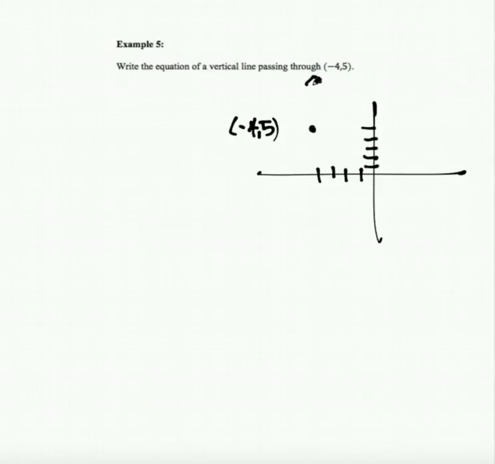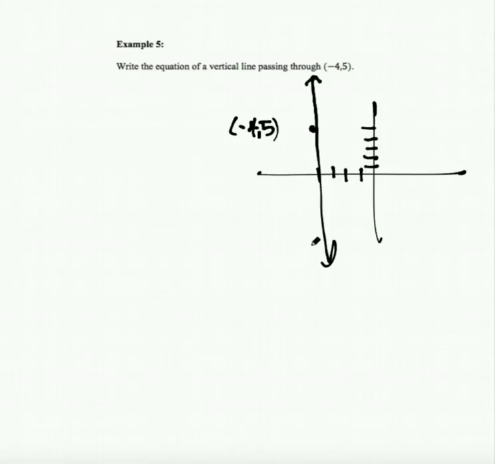For example 5, we're going to write the equation of a vertical line passing through the point -4, 5. Okay, so let's think about first what a vertical line is going to look like. All right, here's my grid. It's passing through the point -4, 5. So -4, 1, 2, 3, 4, and then +5, 1, 2, 3, 4, 5. So it's passing through this point -4, 5. And it's a vertical line, so here's my vertical line passing through that point. Okay? We need to write the equation of that line.